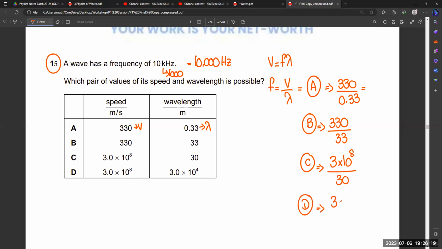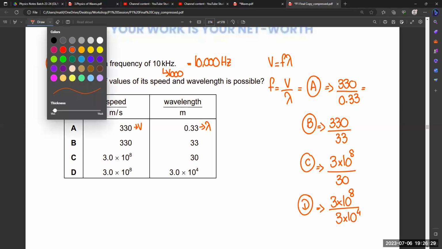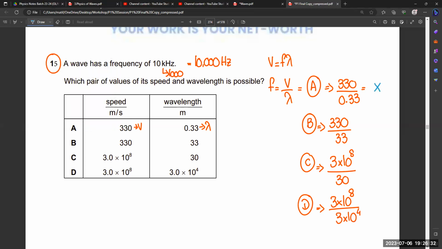Okay, right now. The first one does not give me that, it gives me 1,000. So the first one is not correct. 330 divided by 33 gives, for the second one, 10. So the second one is giving you a value of 10, but we need to find out 10,000. The third one, I still need to check. It has 3 to the power 8, right?